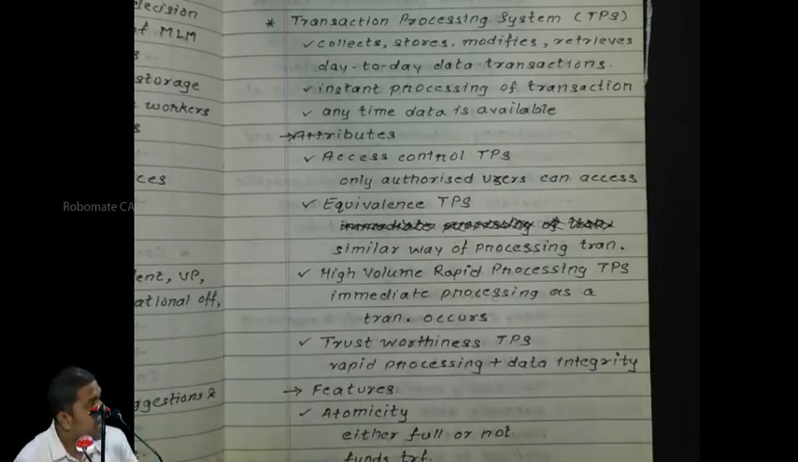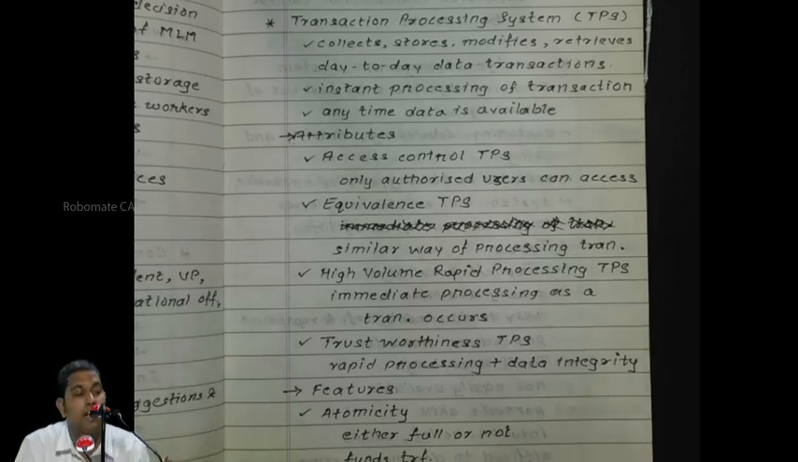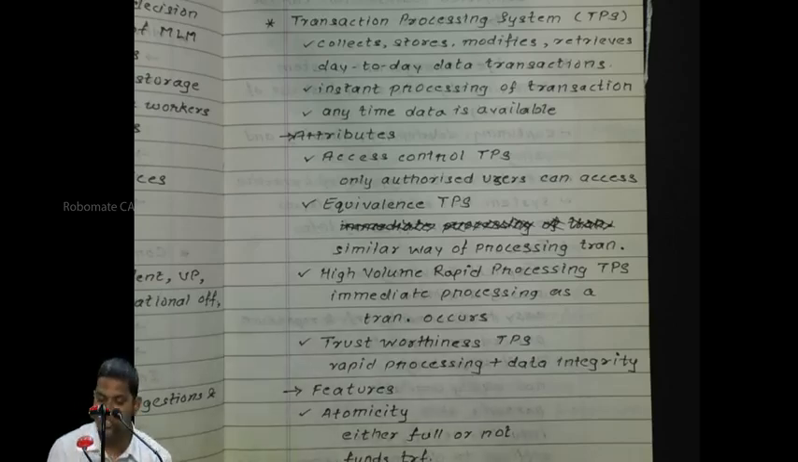When I say take care of the transaction, what does that mean? You need to collect the details about this transaction. You need to store the details about these transactions. If required, modifications are required to be made in the data of these transactions, and whenever required, you are supposed to retrieve this data for the right people. So a transaction processing system collects, stores, modifies, retrieves the details of day-to-day transactions. Understood? Collecting data of day-to-day transactions.